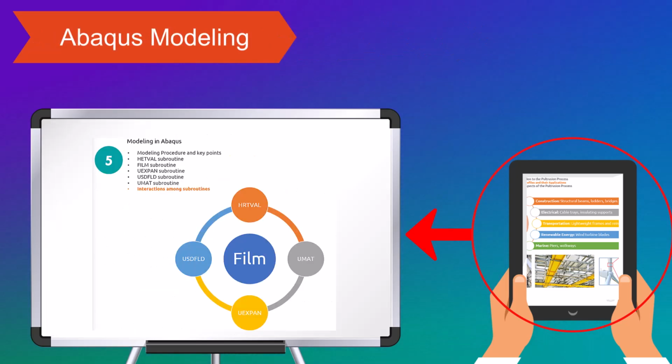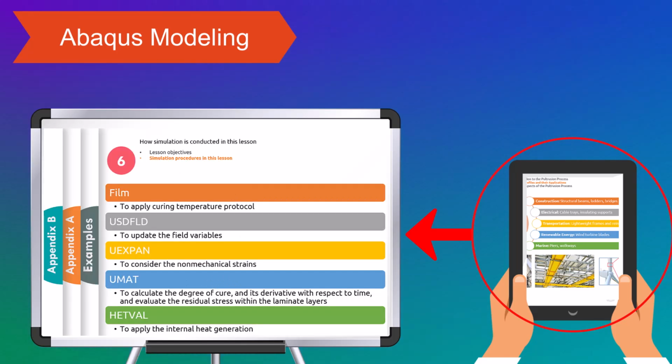We also describe the modeling process in Abaqus and the subroutines required, including film, UMAT, het-val, UExpan, and USDFLD, explaining their role and purpose. Finally, before starting the workshops, we review the overall simulation workflow.